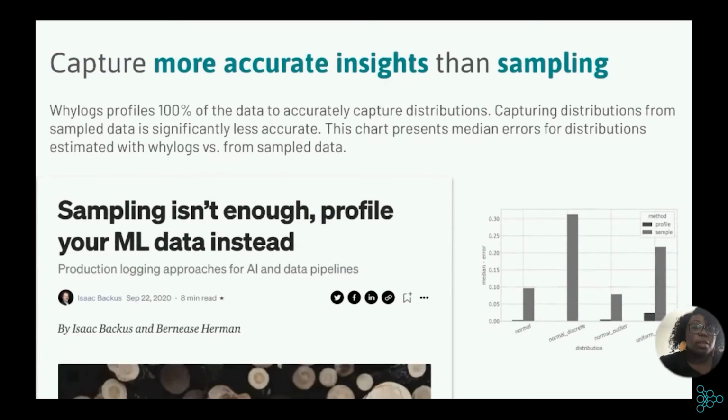All right. And another benefit here is to capture more accurate insights than sampling. So one thing that happens often if you're going to go the raw data approach and you have a large enterprise system is that you'll just elect to sample, let's say, 1% of the data that's coming through. Well, that works in some ways. One problem with that that we talk about in a blog post here is that sampling is not as accurate as profiling the data. Because if you only have 1% of the data, you really struggle to capture dynamics of the tail of the distribution.